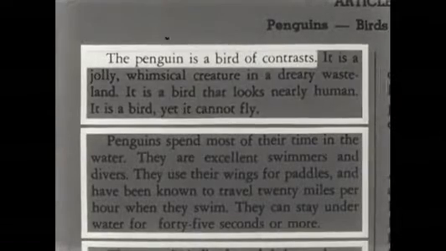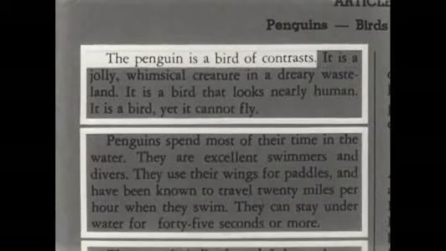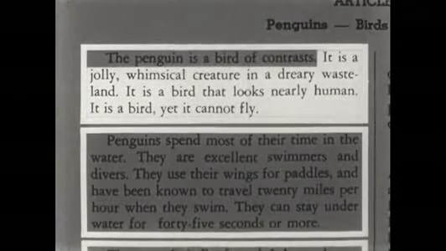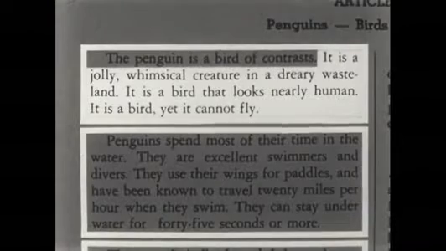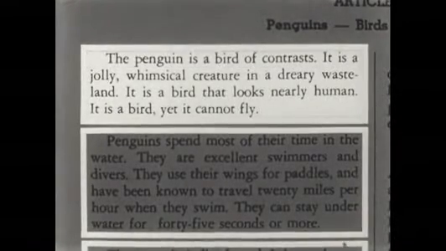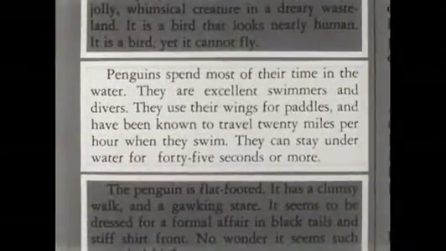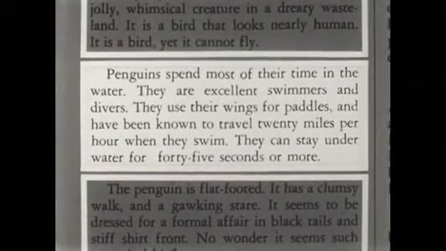The first sentence seems to contain the main idea. The penguin is a bird of contrasts. This is what is called the topic sentence. The rest of the paragraph illustrates or gives details about the main idea. The topic sentence is often found at the start of a paragraph. This paragraph is organized in the same way. Read it and see.